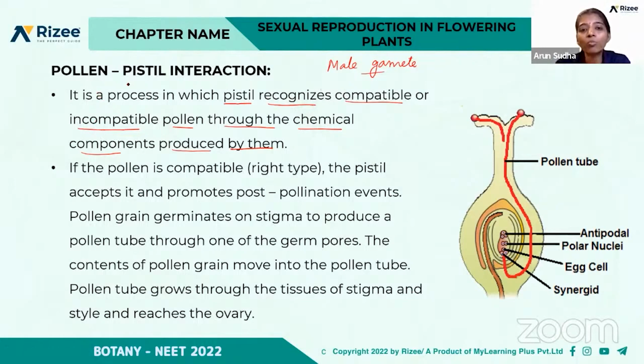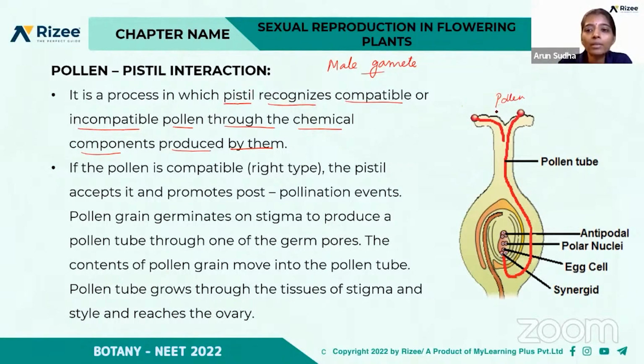So here, in the case of pollen-pistil interaction, first the pollen comes and lands on the stigma, which is the female reproductive part. This is the pollen, it lands on the stigma. It is the process in which the pistil recognizes whether the pollen is compatible or not. Because when the pollen lands on the stigma, that pollen may be either of the same species or of a different species. That is, it may be either compatible or not compatible. So that is recognized by the pistil.